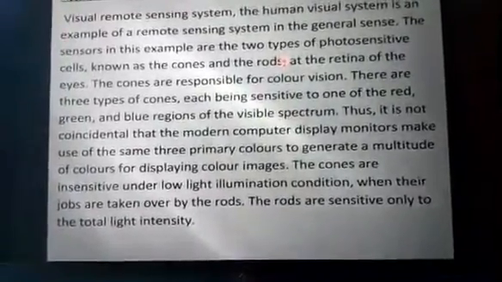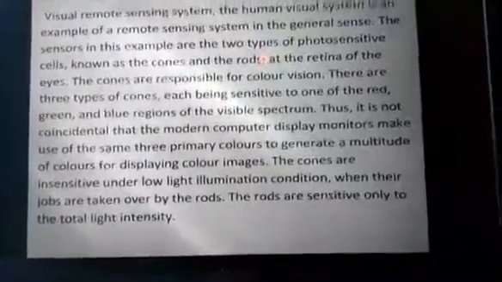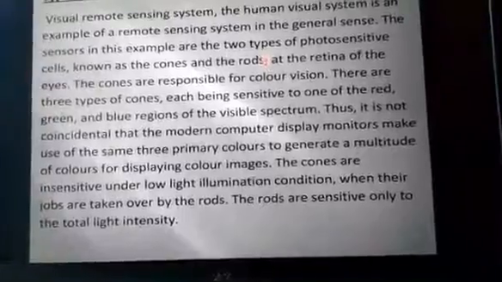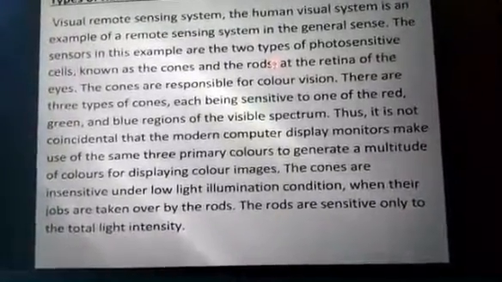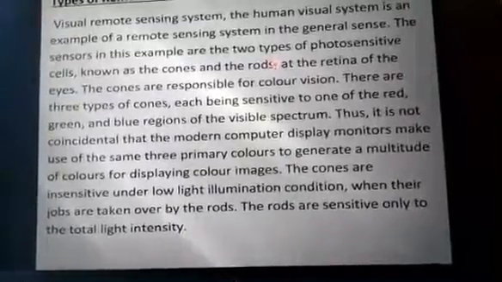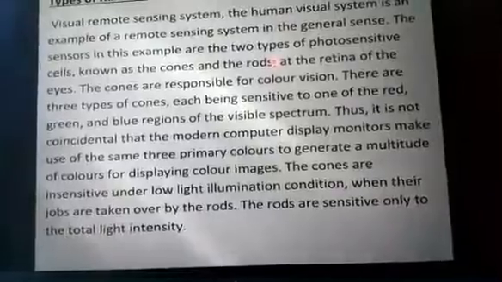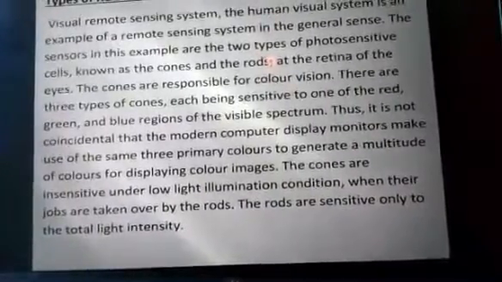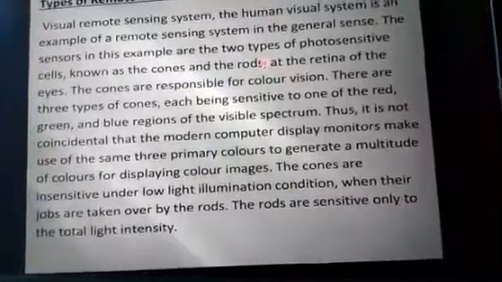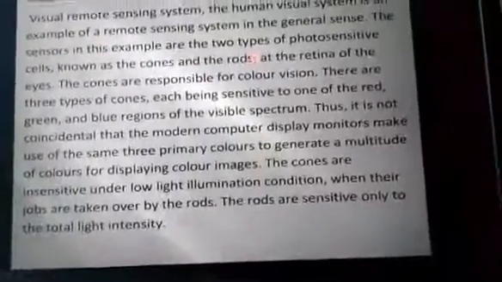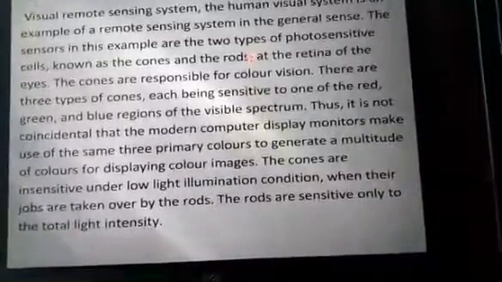Thus, it is not coincidental that modern computer display monitors make use of the same three primary colors to generate a multitude of colors for displaying color images. The cones are insensitive under low light illumination conditions, when their job is taken over by the rods. The rods are sensitive only to the total light intensity.